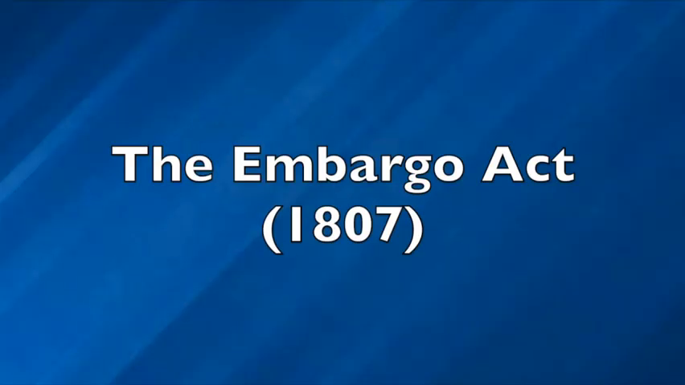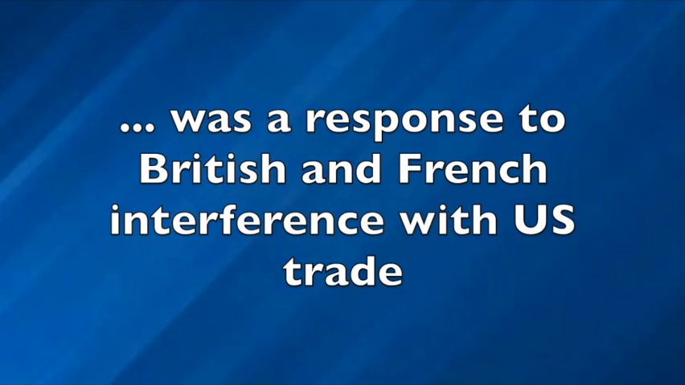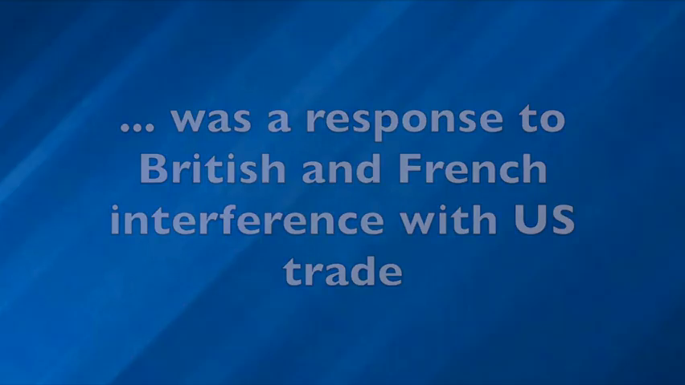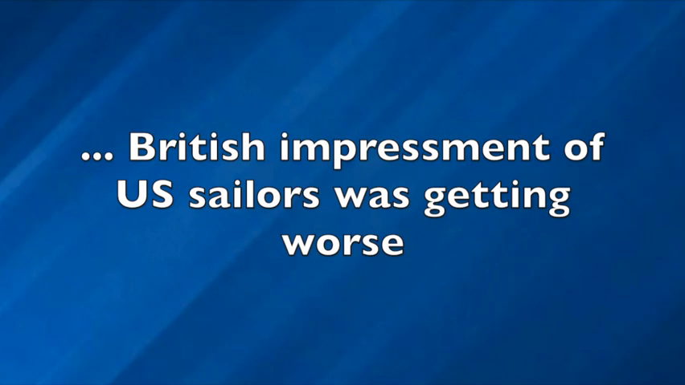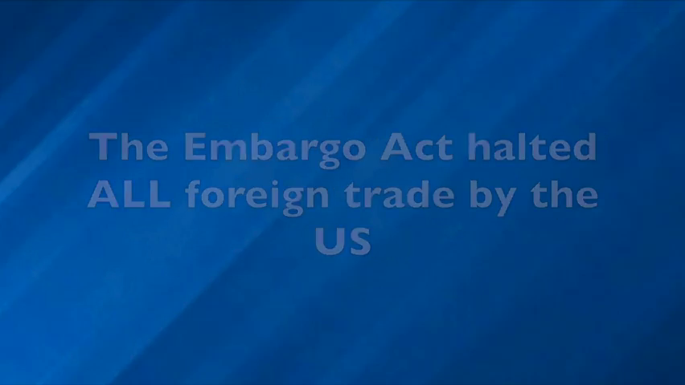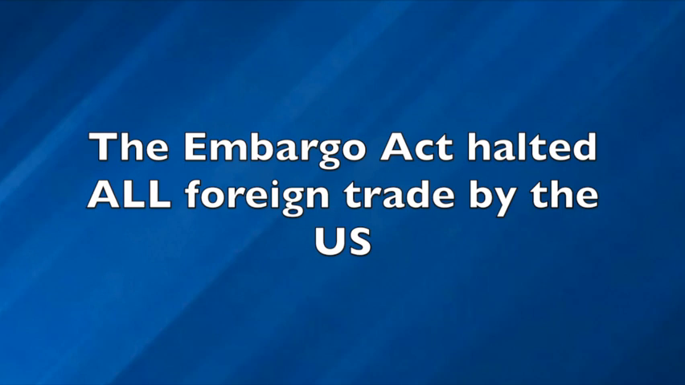What about the Embargo Act of 1807? How did it reflect Jefferson's foreign policy challenges? The Embargo Act was a response to British and French interference with American merchant ships during the Napoleonic Wars. Both countries had imposed restrictions that hindered U.S. trade, and the British practice of impressment was particularly egregious. Jefferson's solution was to halt all exports, aiming to pressure the British and French economies.